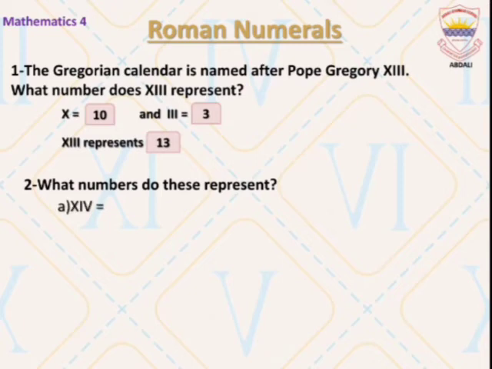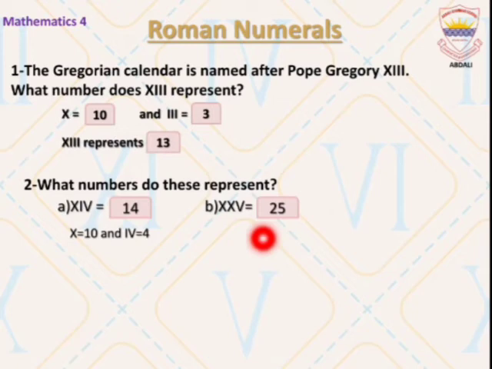Let's solve our second question. What number do these represent? Our part A is XIV. XIV is equal to 14. X is 10 and IV is equal to 4. We combine them and write 14. Our part B is XXV. XXV is equal to 25. XX is equal to 20 and V is equal to 5. We add 20 with 5, we get 25.